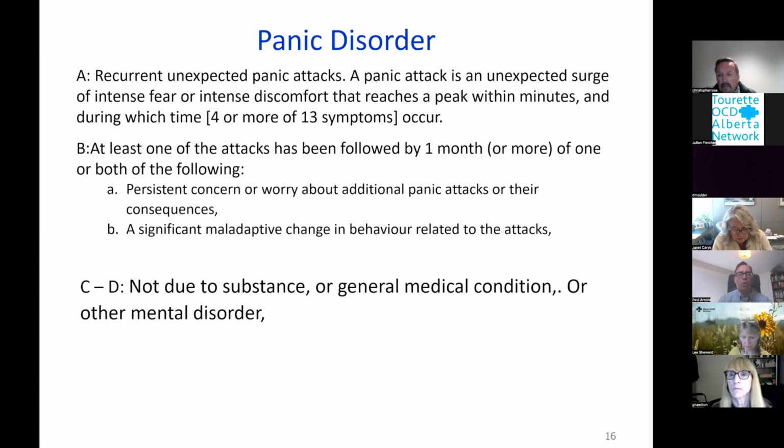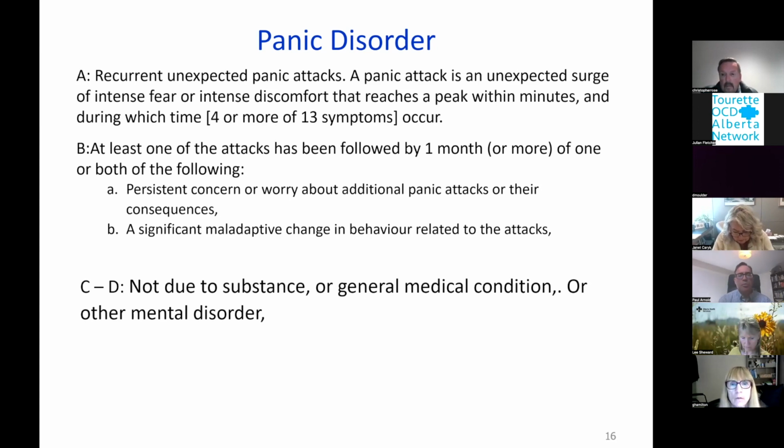Persistent concern or worry about additional panic attacks or their consequences, or a significant maladaptive change in behavior related to the attacks. That could be avoiding places in which you're worried a panic attack might occur, for example, or sometimes a lot of avoidance and limiting one's activities in general. And again, not due to a substance or general medical condition.